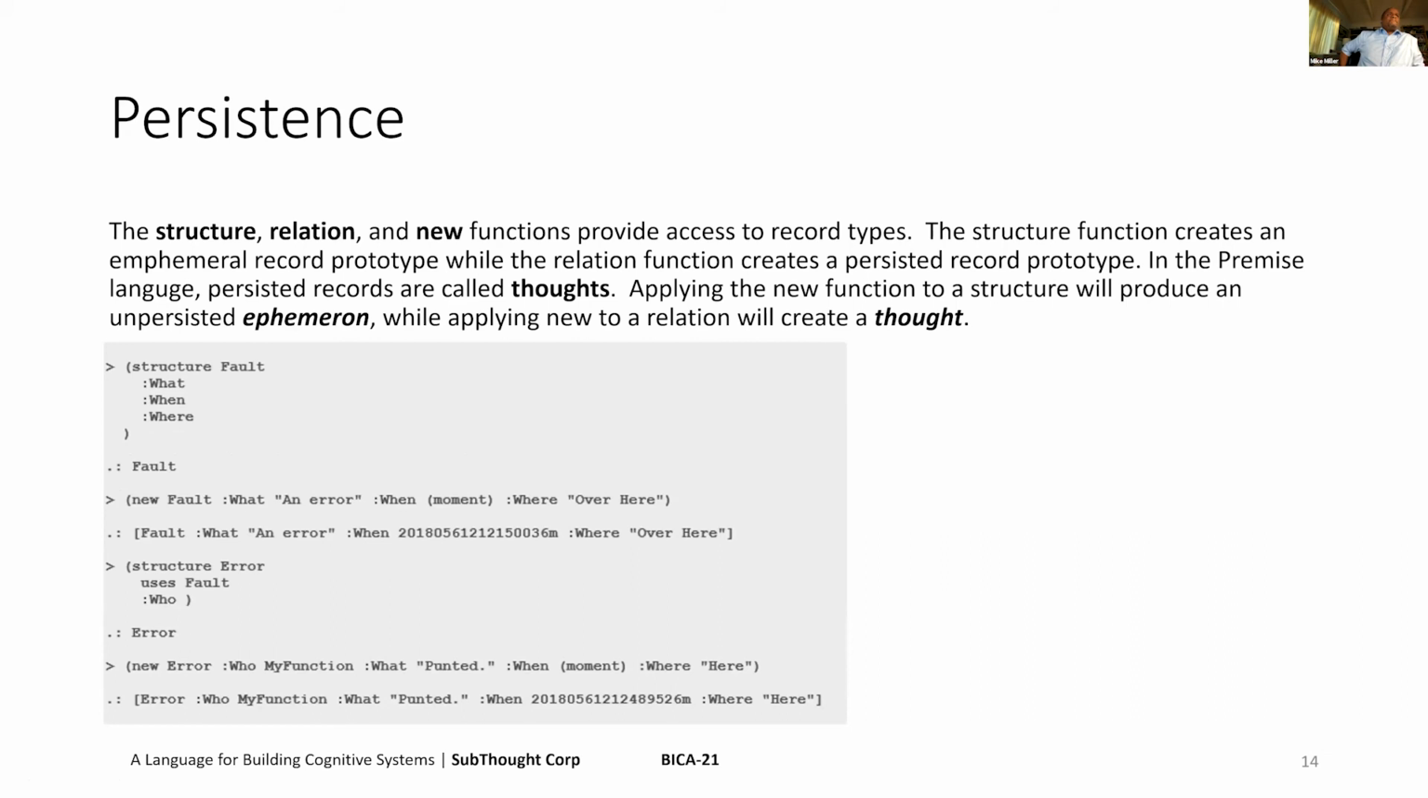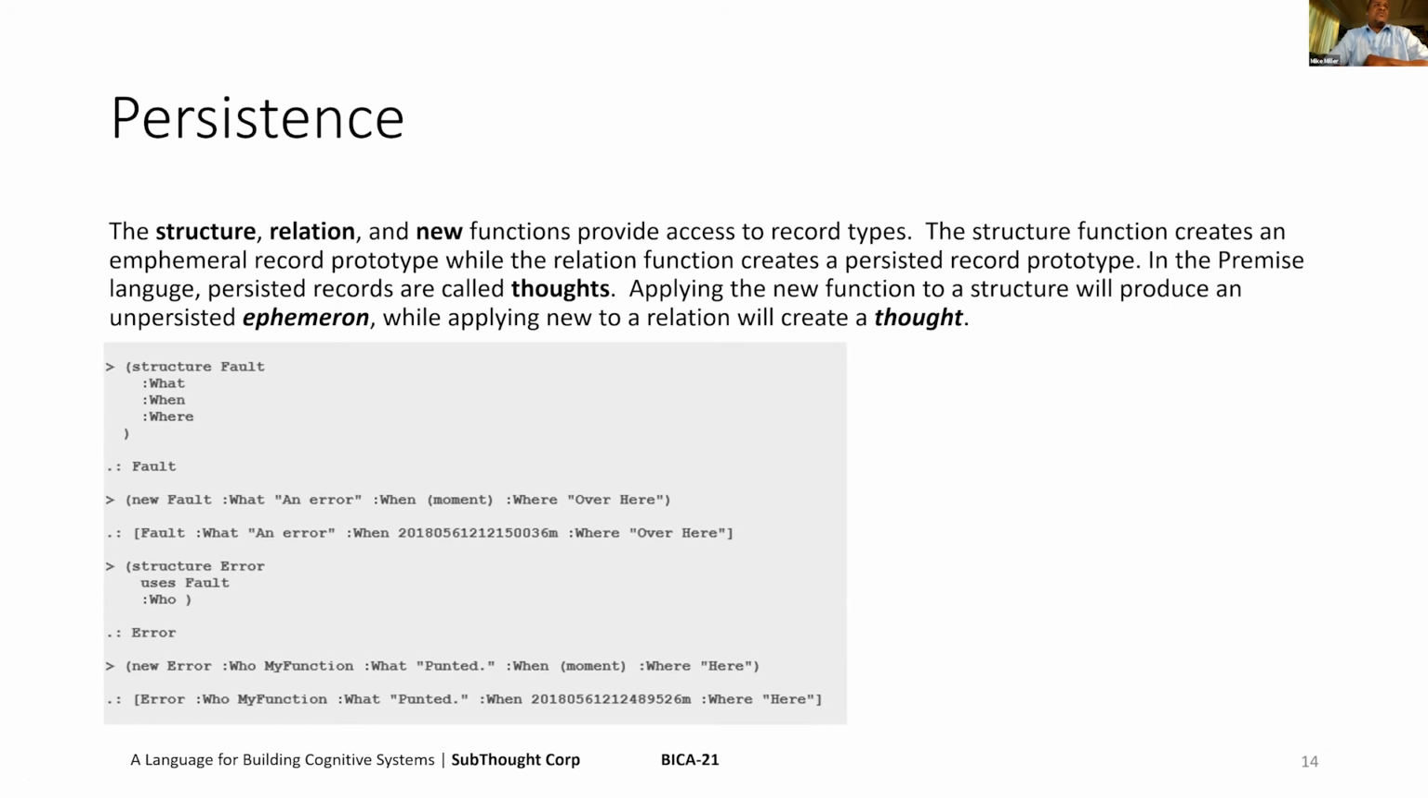Okay, persistence. So we have a few functions that handle persistence. The structure, relation, and new functions provide access to record types. The structure function creates an ephemeral record prototype, while the relation function creates a persisted record prototype.